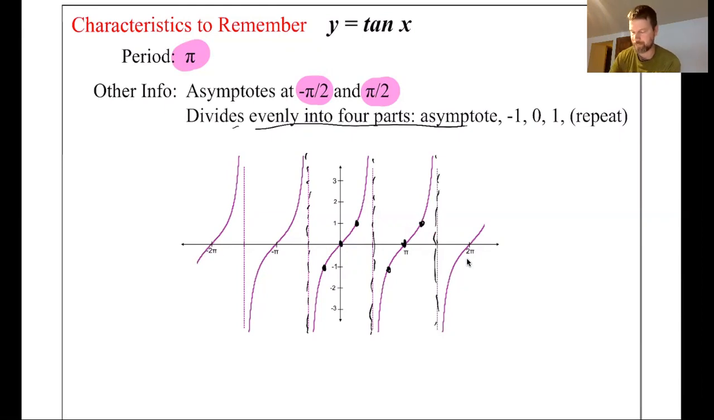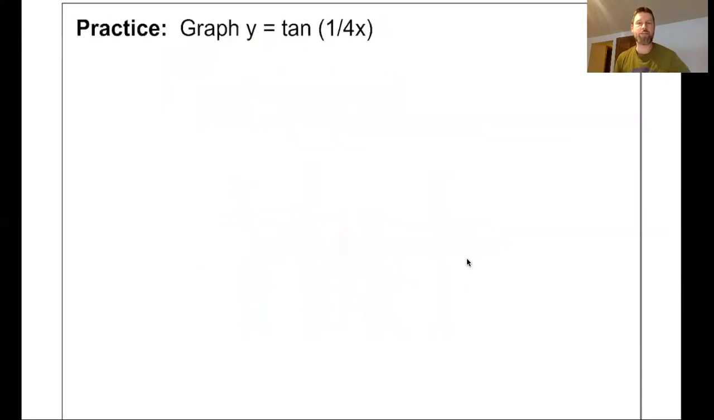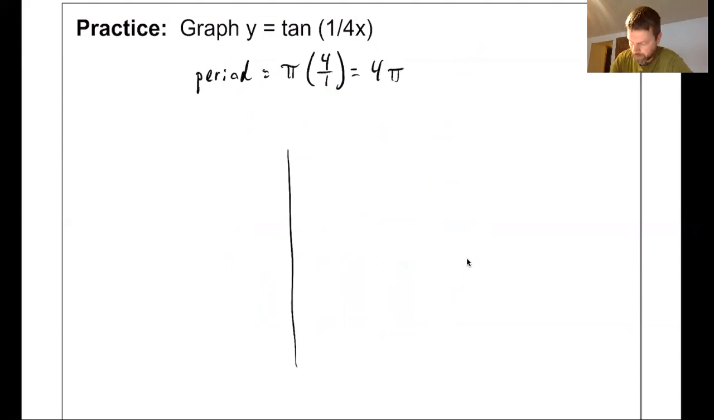All right, let's give one an actual try here. Graph the tangent of 1/4 x. All right, well, the period of tangent is normally pi, but because that 1/4 is there, I'm going to multiply the period by the reciprocal, 4 over 1, and I get a new period of 4 pi. So that means when I graph my tangent, I already know what it looks like. It looks like this.